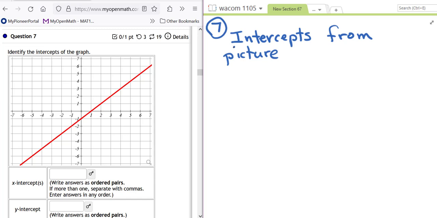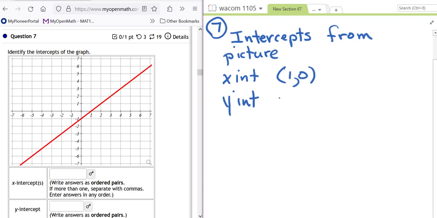So the x-intercept is going to be at 1, so it is 1, 0. And it is the point right here. Hopefully that will show up with my mouse for you guys. And the y-intercept will be this point. So it is over 0, down 1.